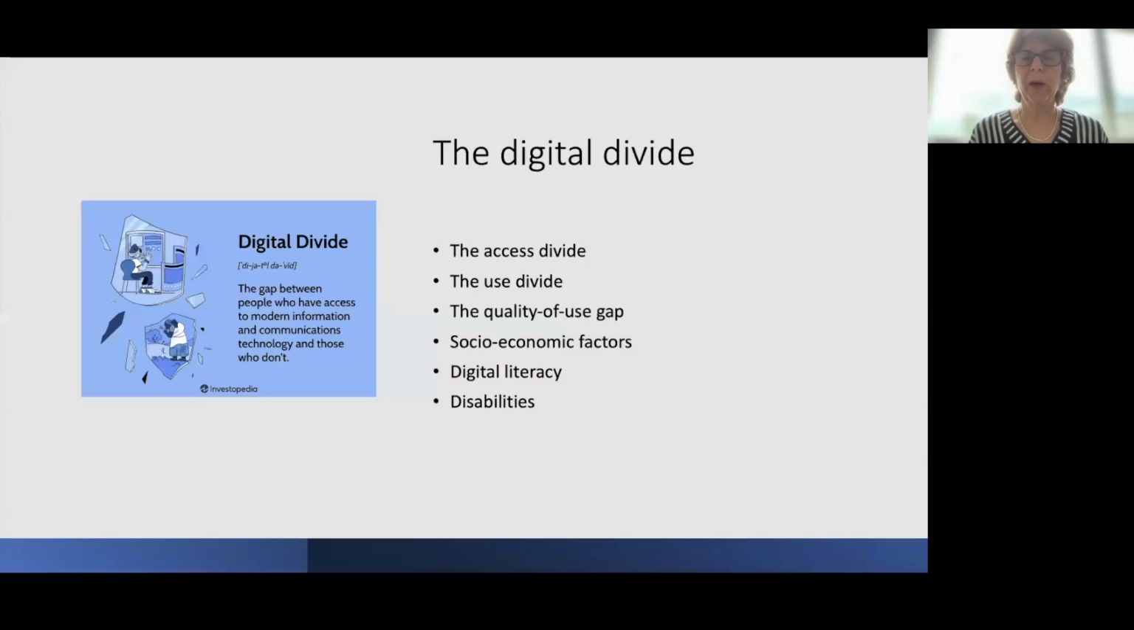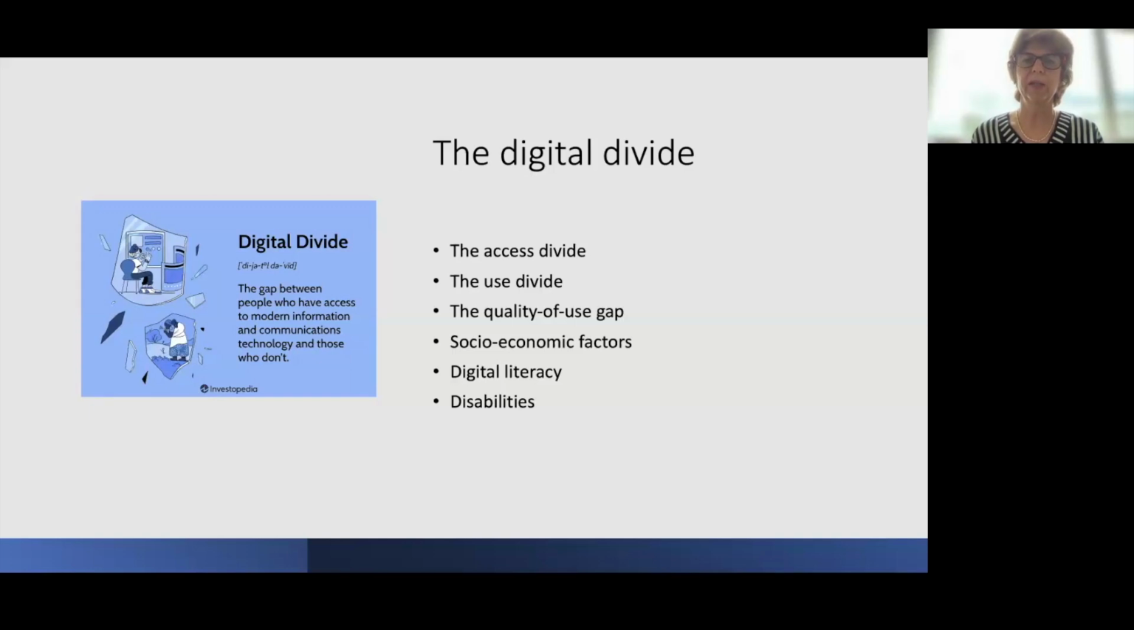And we also need to think about the digital divide that divides our society, our students, our learners. One of them is the access divide. Not everybody has access to these digital technologies. I mean, not everybody has a smartphone, not everybody has stable and fast internet connection. The use divide. Even if you do have access, you may not know how to use the technology. And even if you have access and know how to use technology, maybe you don't know how to use it well or how to use it efficiently. And that's the quality of use gap.